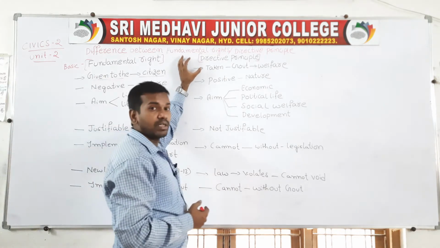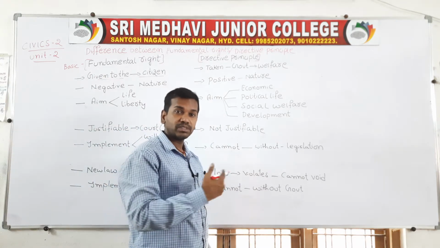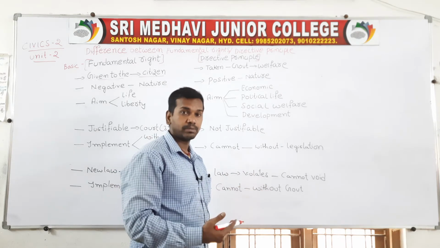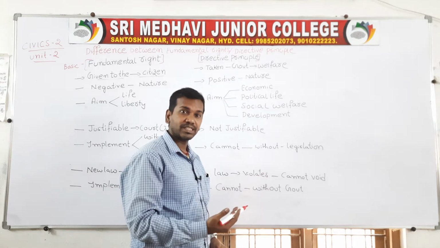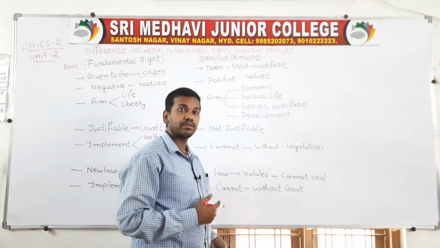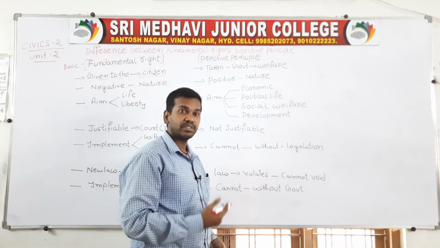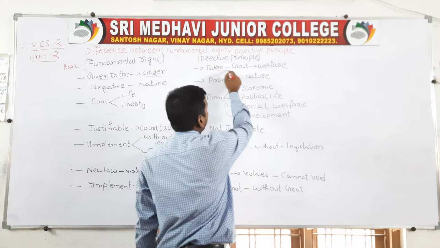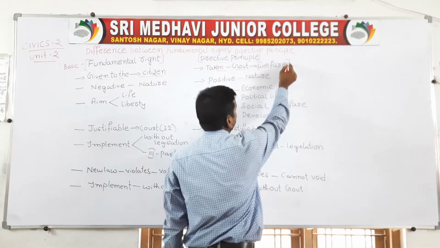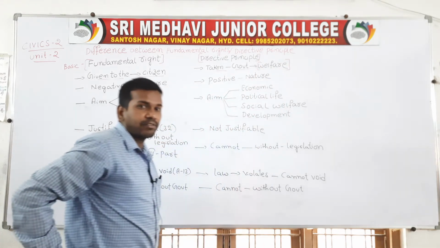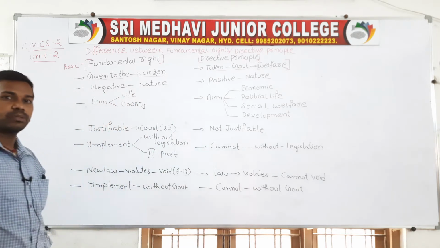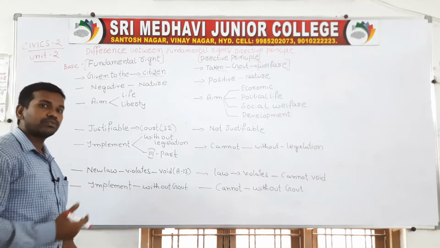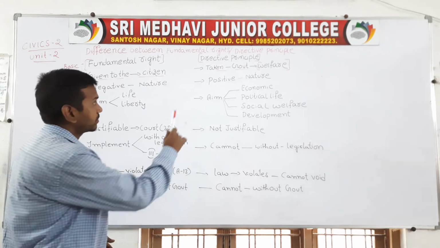Directive principles, what are they? They are steps taken by the government. The government is taking steps to provide for the welfare of the people: development of roads, sanitation, constructing bus stops and bus stands, facilities like railways. All these are steps taken by the government to provide welfare and development to the people. The government has taken these steps and is following them. That is called the directive principles of state policy.